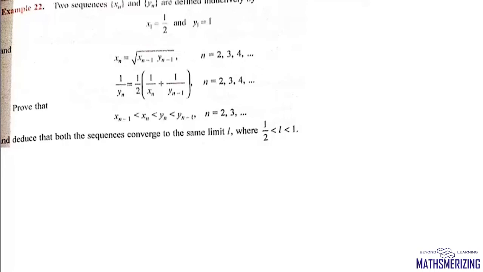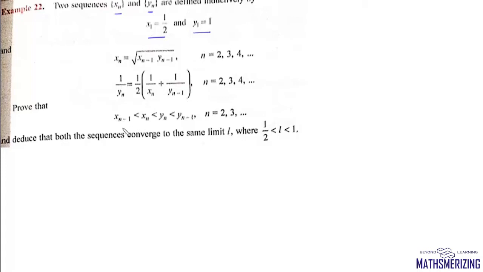Now here the question is, two sequences xn and yn, they are defined inductively by x1 equals 1 by 2 and y1 equals 1, where xn is under root of xn minus 1 into yn minus 1, and 1 upon yn equals 1 by 2 times 1 upon xn minus 1 plus 1 upon yn minus 1.